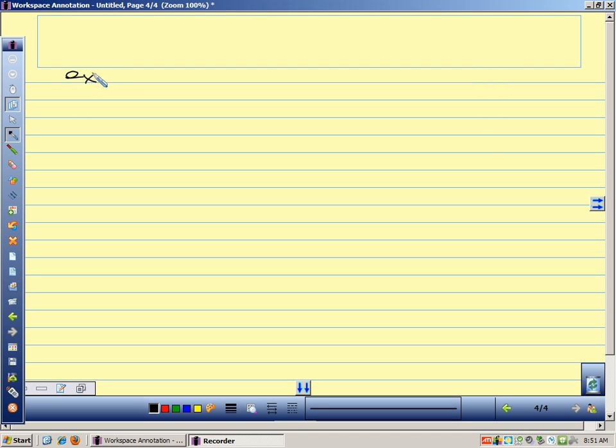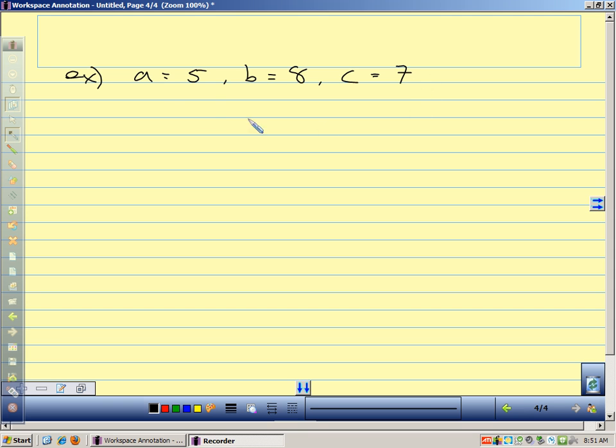So for this one, we know that side A equals 5, side B equals 8, and side C equals 7. So this is side, side, side. We need to find angles. So we're going to use that second set of equations that we came up with for the law of cosines to find our angles. I'm going to draw a quick sketch.